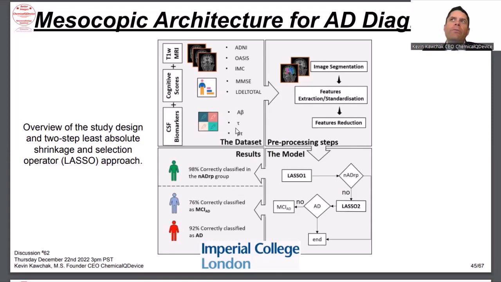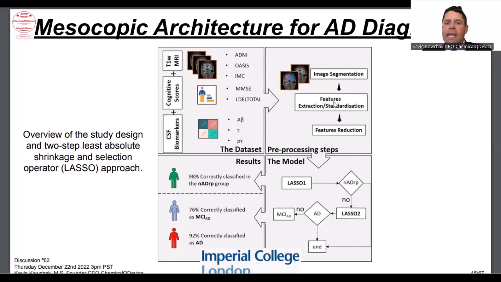So the ApoE4, I believe, is a blood test. But basically, these are the three different ones that they used for the paper. Now, in any of these things, they did image segmentation, features extraction, standardization, features reduction. You're pre-processing to the model. So your model has Lasso 1 and 2, Alzheimer's disease, MCI, and then in specific, 98% correctly classified in the non-Alzheimer's disease group, and then 76% for MCI and 92% for AD.